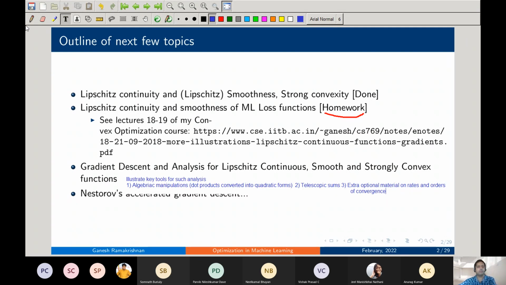But we want to apply this to gradient descent, try and prove that, and then also show what the effect is for several other algorithms. I've just put a dot here next to accelerated gradient descent, conjugate gradient descent, proximal gradient descent, and so on.